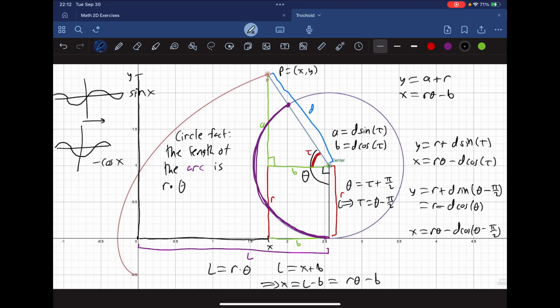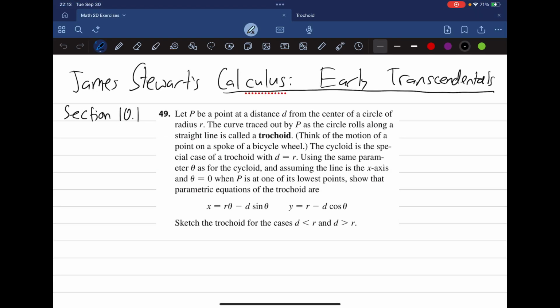And similarly, when you take cosine and you shift it over to the right, so now let's go back to the left side, and now let's draw the ordinary cosine, the one that's not negative. Shifting over its graph to the right by pi/2, we're going to end up with, well, it's just going to be the graph of sine. And so another way to write x is r theta minus d sine theta. And if we go back to the problem statement, these are exactly the equations we wanted to obtain.